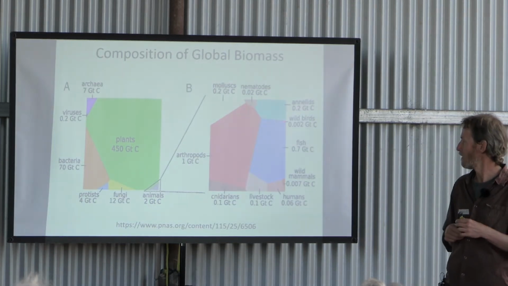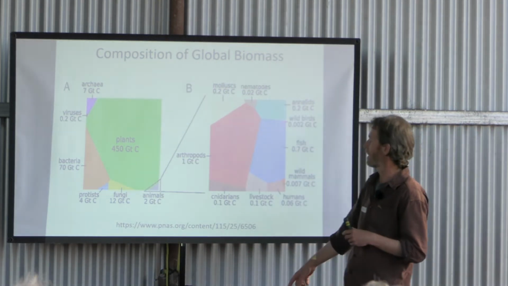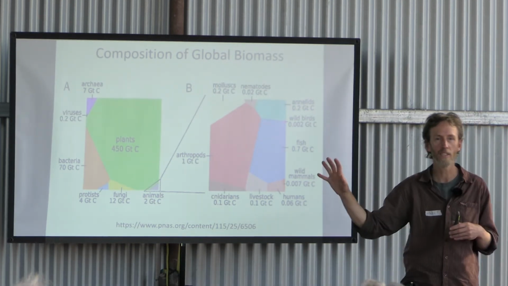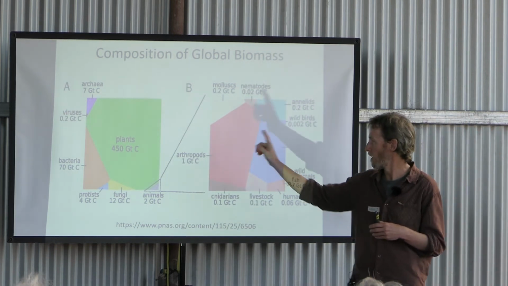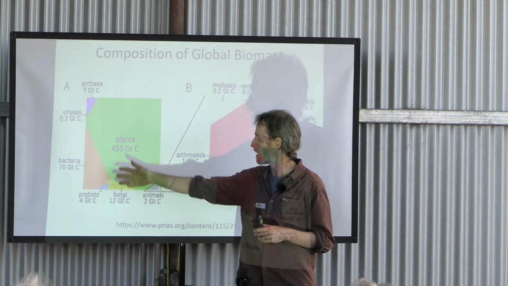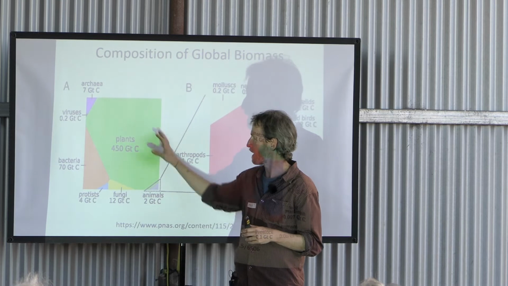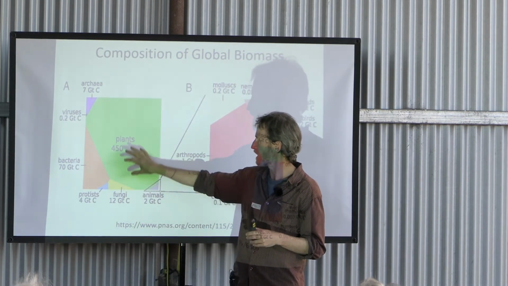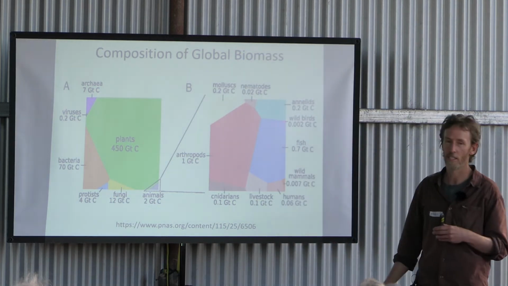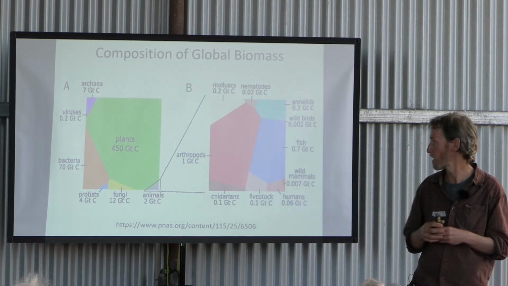Just to emphasize that, this is an audit that was done about a decade ago of all the living biomass on the planet, and the square on your left is showing basically all of the life on the planet. As you can see, out of the 550 gigatons of life forms, plants were a full 450 gigatons of that. So they're over 80% of all the living organisms on this planet.